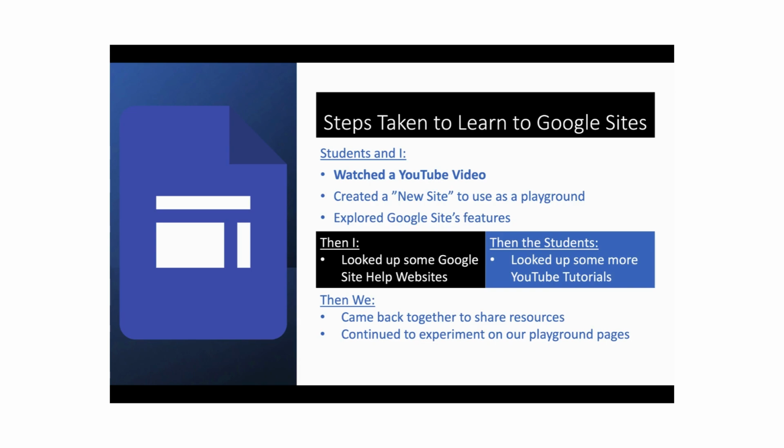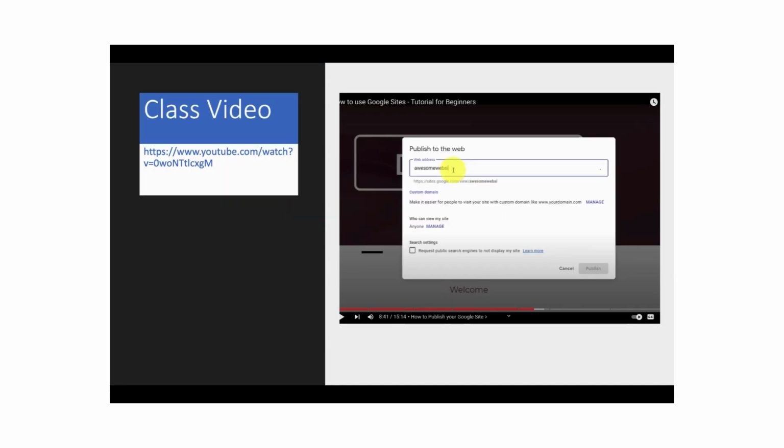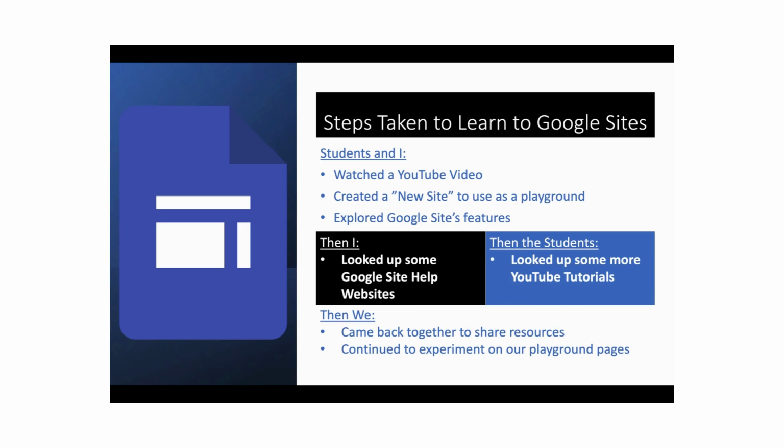As an introduction to the project, the whole class watched a Google Site tutorial together that covered the basics of how to lay out a Google web page. You can see the video tutorial here. Then we all created a new site that we used as a playground to test some of the basic features we had just learned about. During that time, I encouraged students to explore more online resources about how to make a Google website.